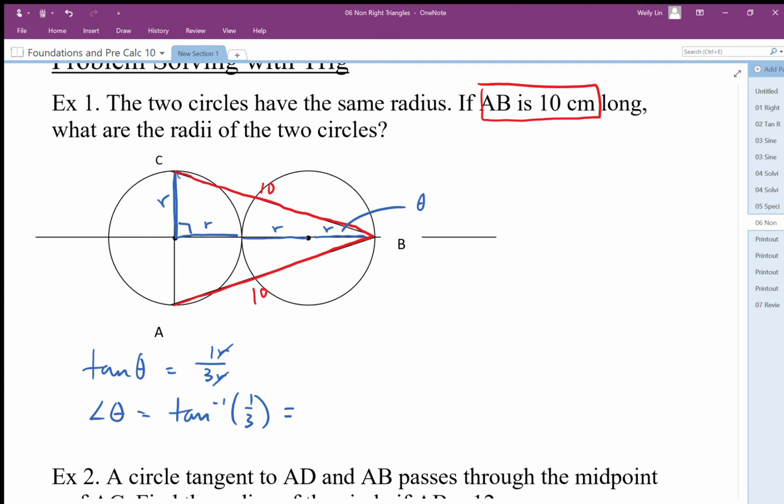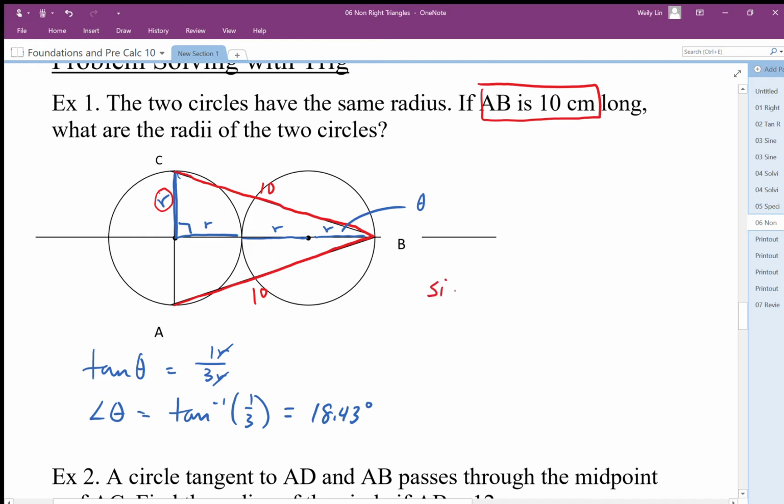Okay, so my angle works out to be 18.43 degrees. Okay, well if that angle is 18.43 degrees, I can now use that triangle and I can use this side R, the unknown side, compared to the hypotenuse. So this is going to be opposite to hypotenuse. So SOH CAH TOA, opposite over hypotenuse is SOH, so sine. So we're going to use the sine ratio.